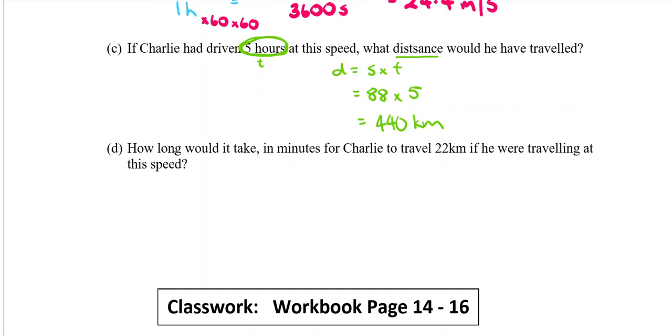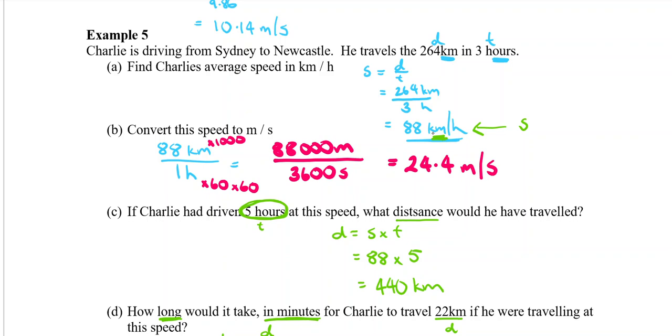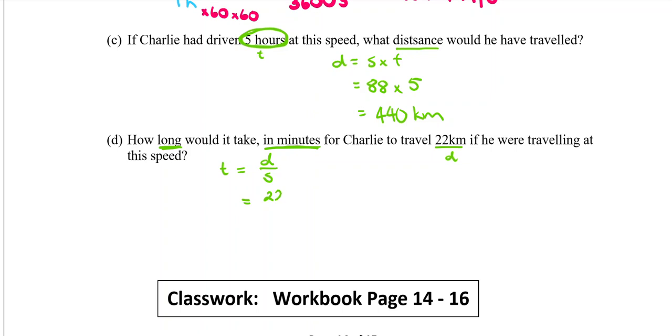Part D, how long would it take? So when it says how long, that means time. Time is distance over speed. How long will it take in minutes for Charlie to travel 22 kilometres, that's a distance, if he were travelling at this speed? So because that distance is in kilometres, I'm going to use the 88 kilometres per hour from part A again as my speed. So distance is 22 kilometres and the speed is 88 kilometres per hour.